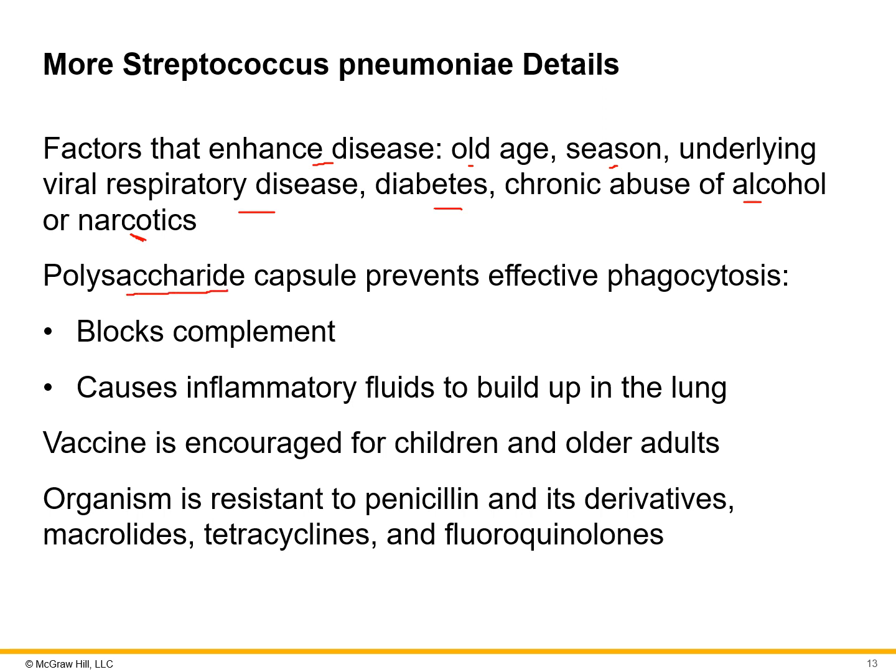These do produce a polysaccharide capsule. Again, that sugary layer prevents it from being phagocytosed. It also blocks the complement activation and can cause inflammatory fluids to build up in the lungs as it tries to mount this response. Vaccine is encouraged for children and those who are older. And it is resistant, though, to penicillin and its derivatives, like macrolides, tetracyclines, and fluoroquinolones.